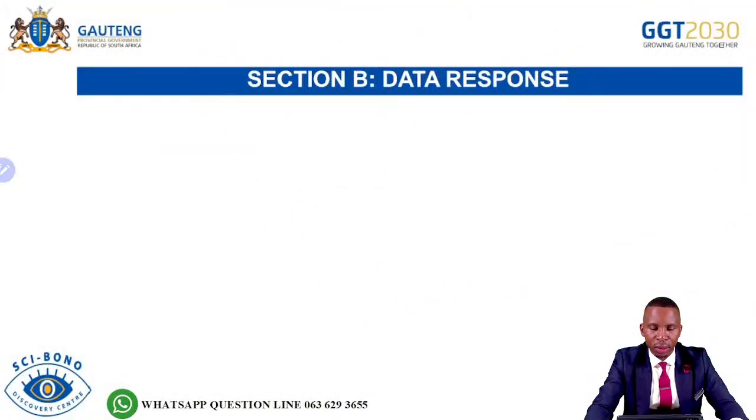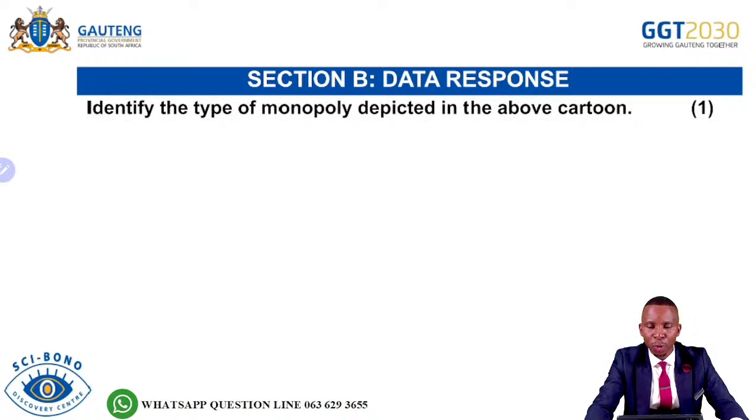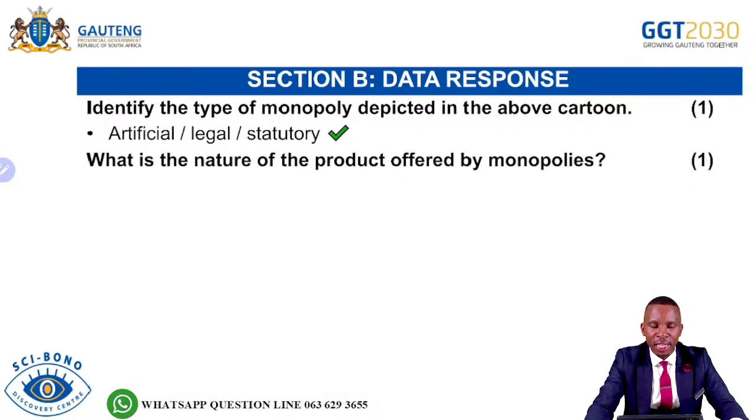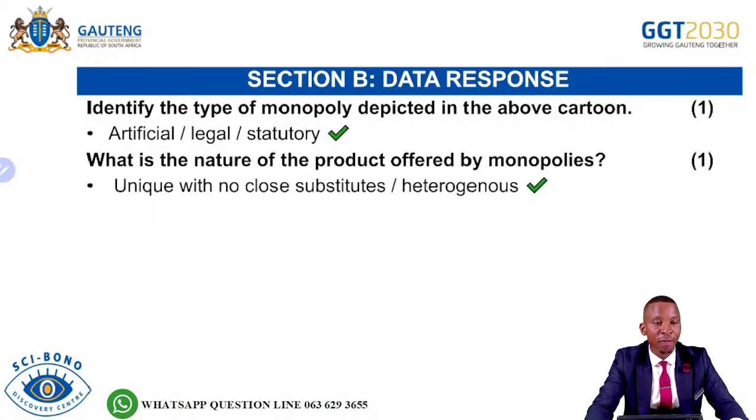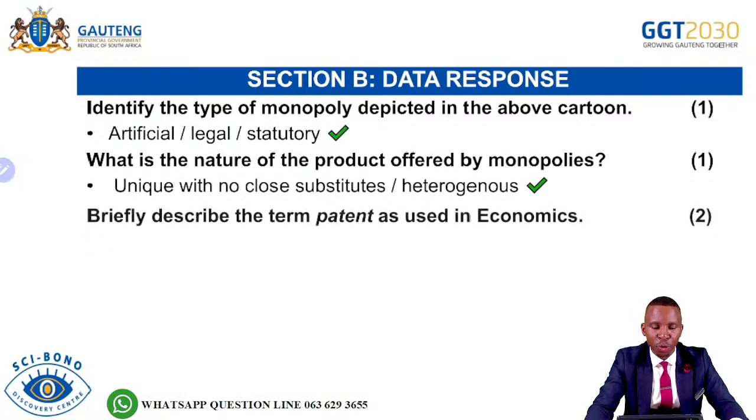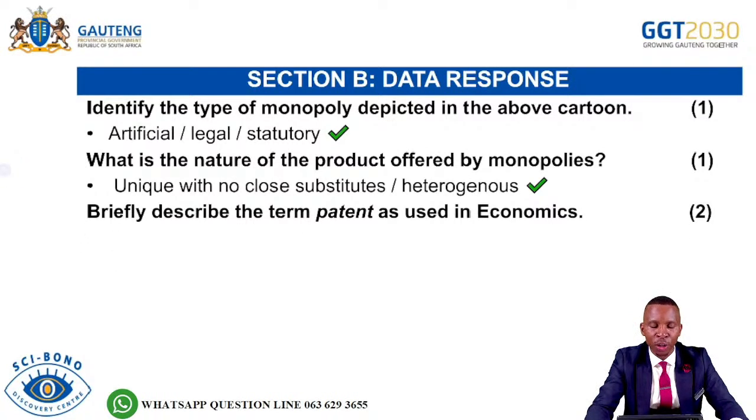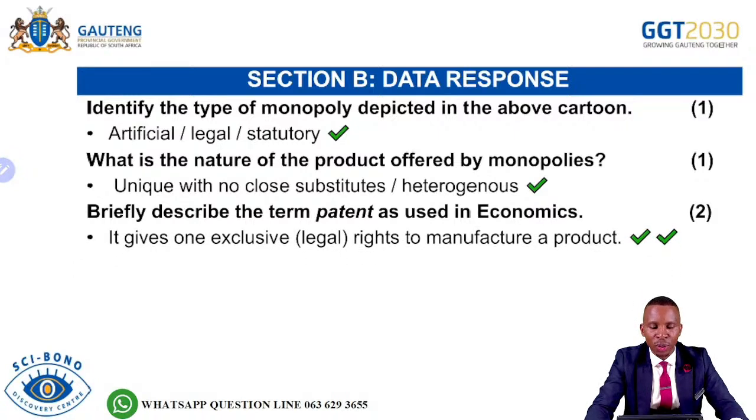Let's go and see our questions. Identify the type of monopoly depicted in the above cartoon. Artificial or legal or statutory monopoly. What is the nature of product produced or offered by monopolies? We know that they are unique, they don't have any close substitute, and they are also heterogeneous products. And then we continue. Briefly describe the term patent as used in economics. It gives one exclusive or legal right to manufacture a product. So the patent provides a business an exclusive right to be the main producer of a particular product without any competition.